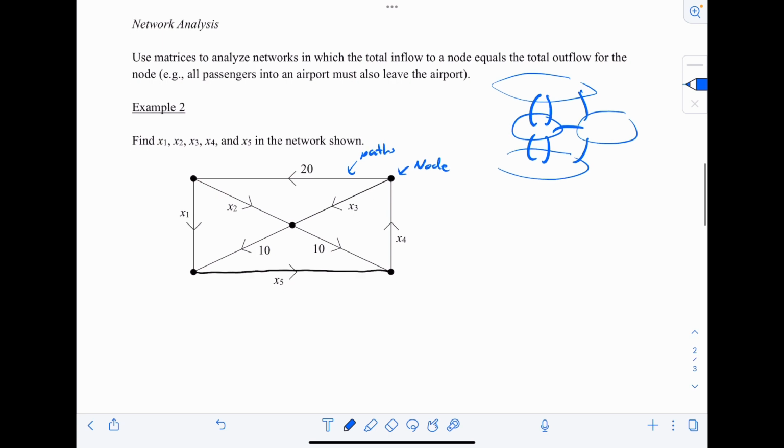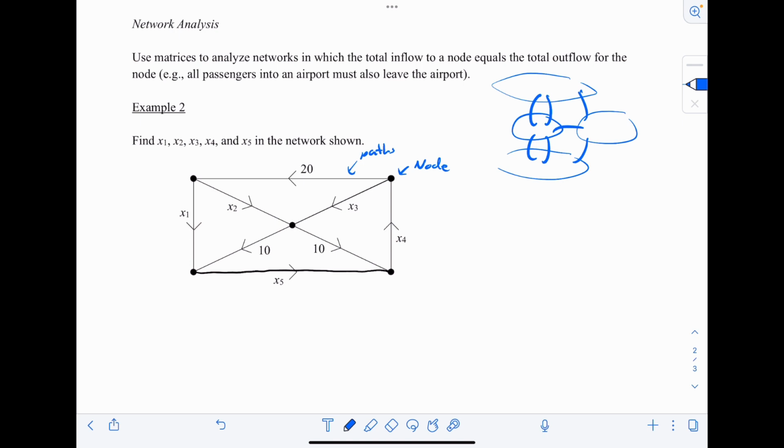Well, another way that networks are used is to look at flow, whether it's flow of people, flow of materials, shipping routes, anything like that. So we're going to use, again, a matrix to analyze a network where the total inflow to a node has to equal the total outflow for the node. For example, think of an airline where we've got hundreds of planes flying into an airport, dropping off passengers, and those passengers all have to then leave the airport.